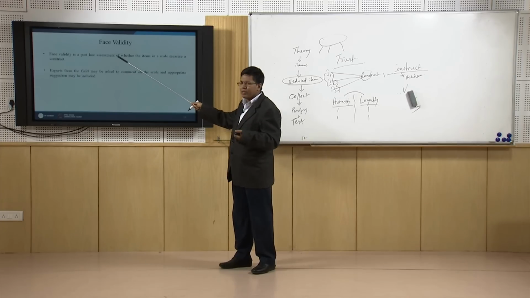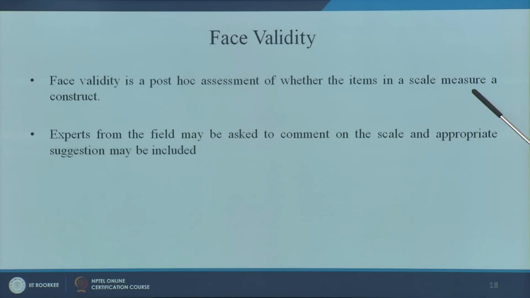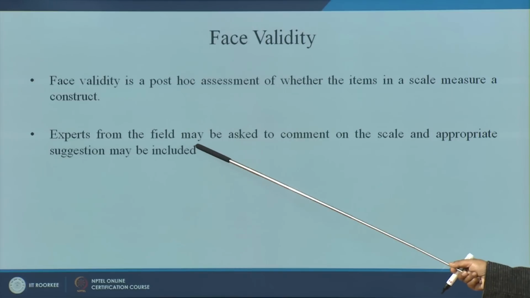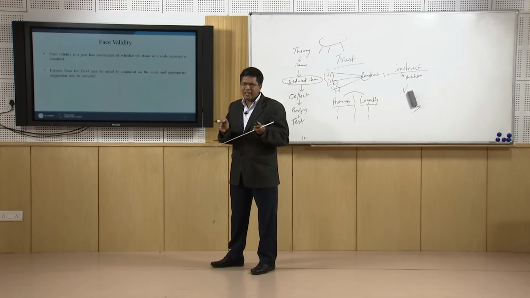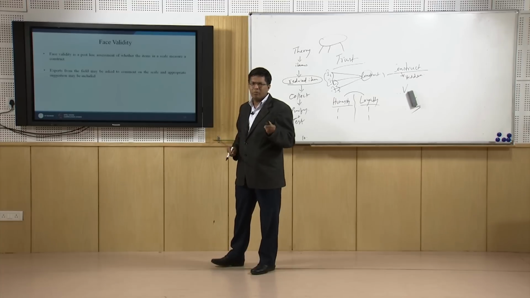Face validity is also similar to that. Here we measure whether the items in a scale are actually measuring the construct. Here also we take an expert opinion. Sometimes the line of difference is very thin, so content and face validity are many times taken to be very similar.